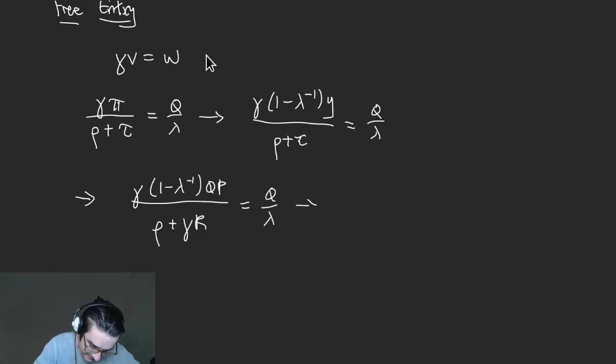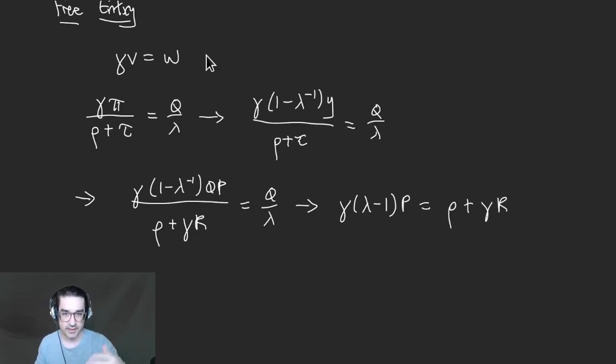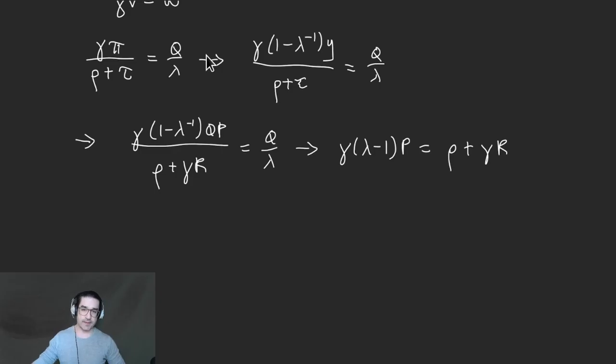Right here we can see the Q's are going to cancel. We can move a lambda over and basically cross multiply. We're left with gamma times lambda minus one times p is equal to rho plus gamma r. So cancel the Q's, combine the lambda terms, and cross multiply, and we get that.